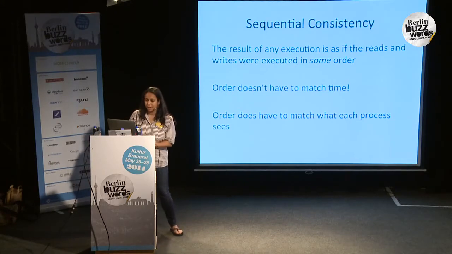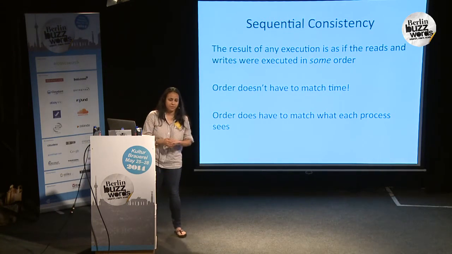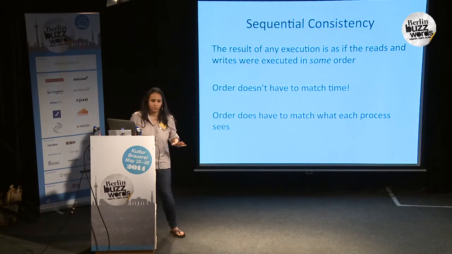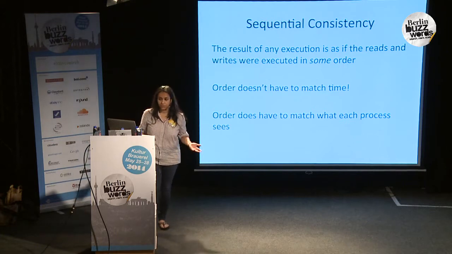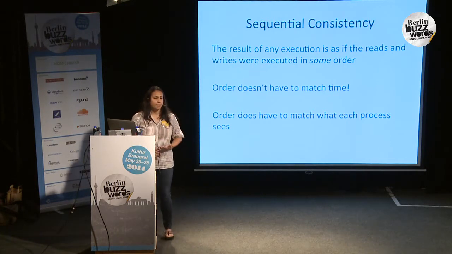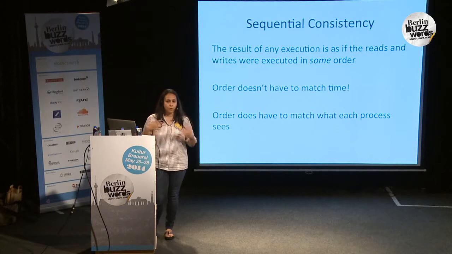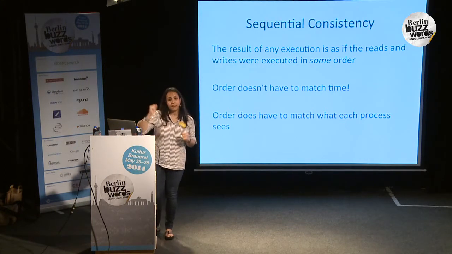The type of consistency that cache coherence tries to provide is sequential consistency. You might see this term around. And actually, cache coherence doesn't provide this, but that's a whole other talk, so let's just go with this for the moment. What sequential consistency means is that the result of any execution of reads and writes is as though they happened in some order. So there's some ordering to the reads and writes, like someone wrote x equals 1 and someone read that x equals 1.